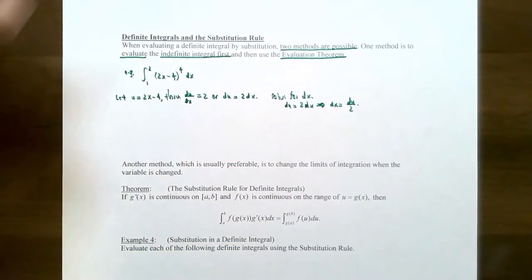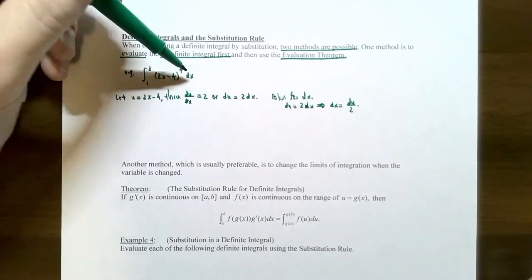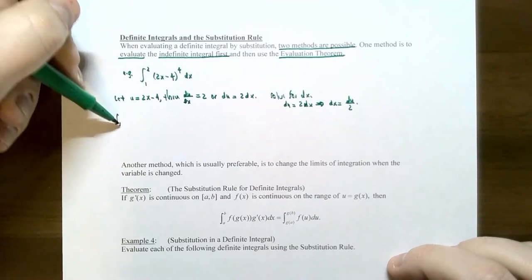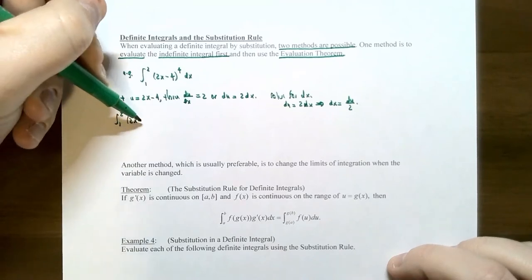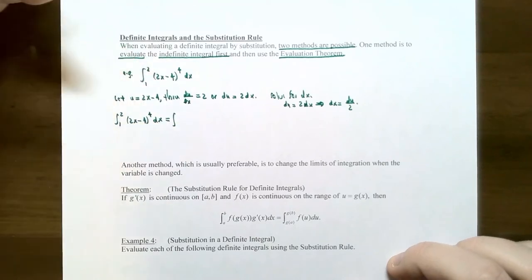Okay, so the goal was to change the integrand to be in terms of u, and the differential dx to also be in terms of du. So let's see what happens. We have the integral from 1 to 2 of (2x minus 4) to the fourth power dx. This becomes, now this is where it gets a little tricky.